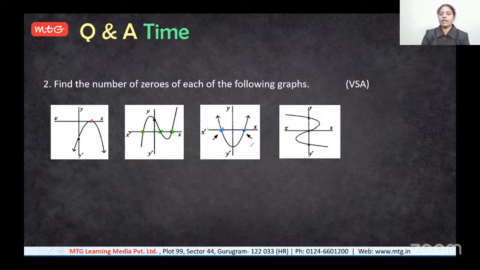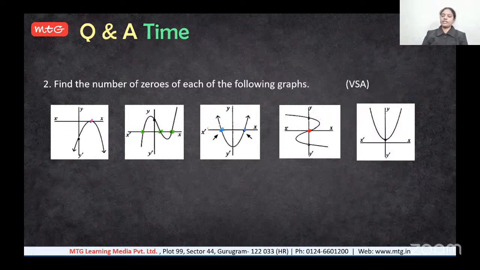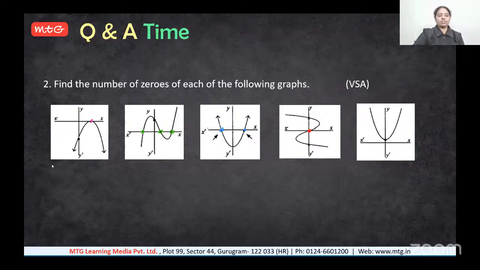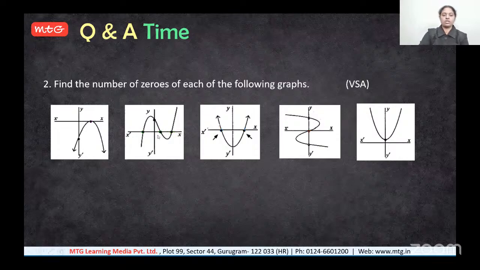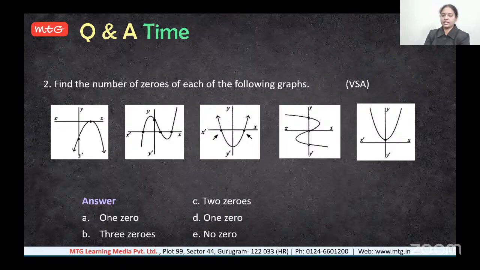Be careful. The other points where it is cutting are on the y-axis. You are supposed to look at only the x-axis intersection. And the last graph is here. So how many zeros is this having? Perfect. Excellent. It has no zeros. It is not cutting the x-axis at any place. So here are your picture answers. First one is 1 zero, next 3 zeros, 2 zeros, 1 zero, and no zero.